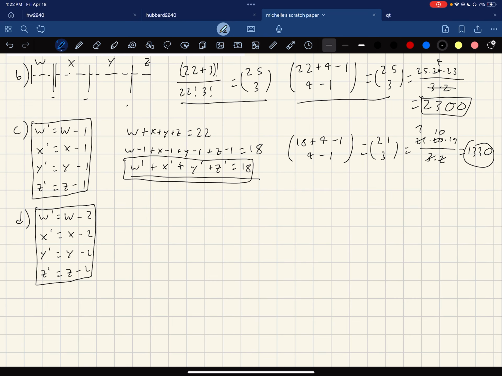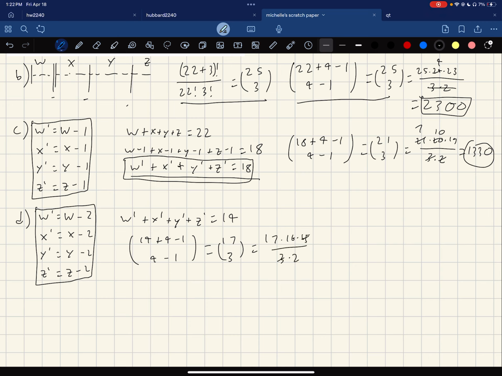Now, if we do the same steps, or we just use the intuition that we have to give 2 to each bin, so we'll have 8 missing. Then we'll have w prime plus x prime plus y prime plus z prime equals 14, because we're subtracting 8 this time. Now we should just do the same math. 14 balls plus 4 bins minus 1, 4 minus 1, equals 17 choose 3, equals 17 times 16 times 15 over 3 times 2.